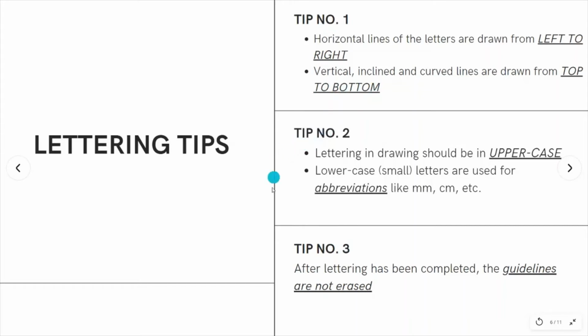Tip number 2, lettering in drawing should be in uppercase. So we don't use small letters when we do lettering in our engineering drawings. We rarely see small letters. Lowercase is only for abbreviations, like when we have dimensions, so those are small letters.